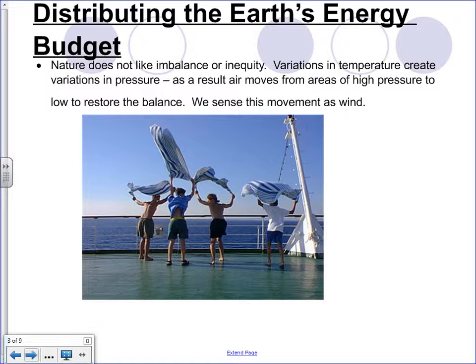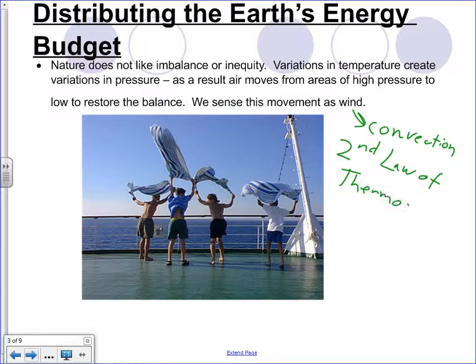Okay, so like we said, nature doesn't like imbalance or inequity, and variations in temperature create variations in pressure, and as a result, air moves from areas of high pressure to low to restore balance, and we detect that obviously as wind, because of convection and the second law of thermodynamics. Okay, so important for us to know the root cause of that.